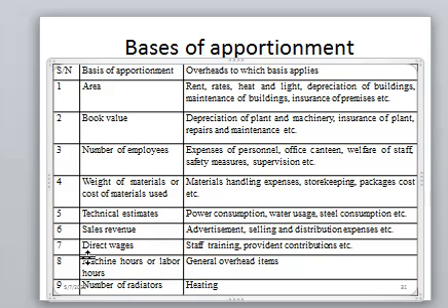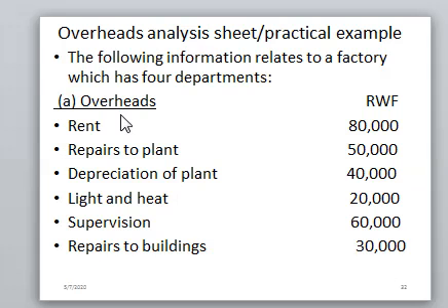Direct wages, if the direct wages, please, we just allocate them. Machine hours, general overheads, number of radiators, heating. So you use these ones to apportion your overheads. So we have this example. This example shows the overheads that were incurred. We have rent, we have repairs, we have depreciation, we have light and heat, we have supervision, and then we have repair to buildings. So these are different overheads that were incurred within the factory.